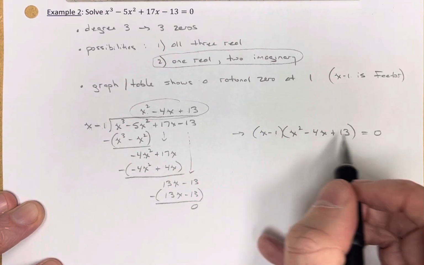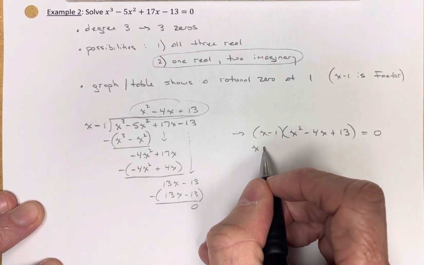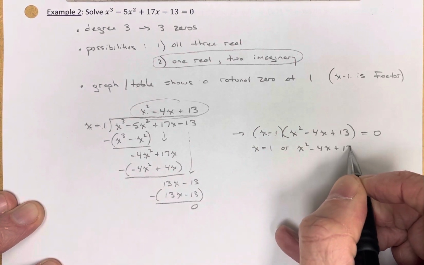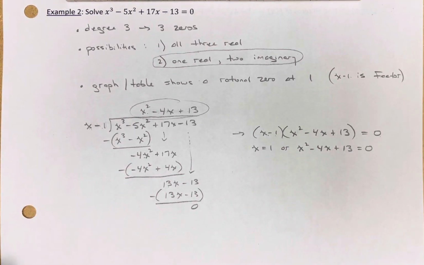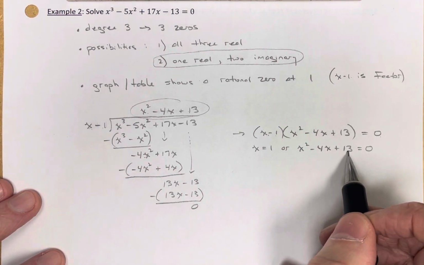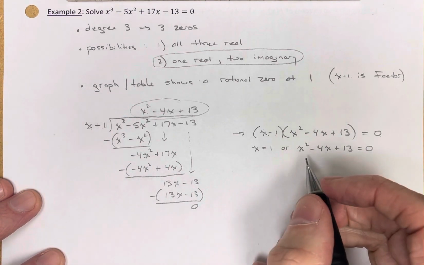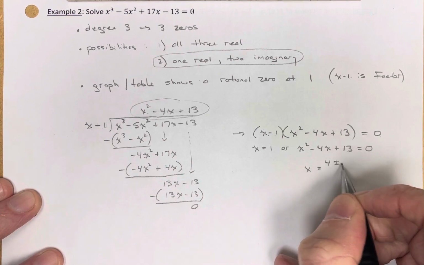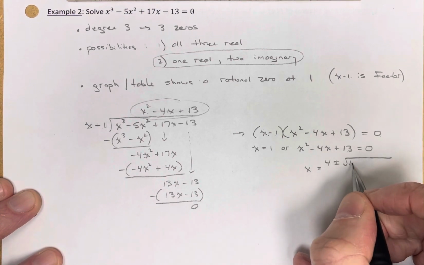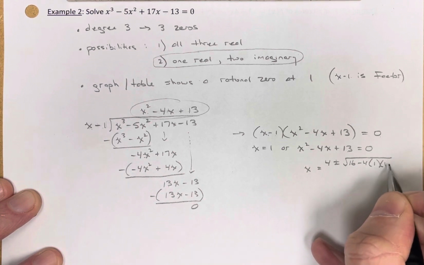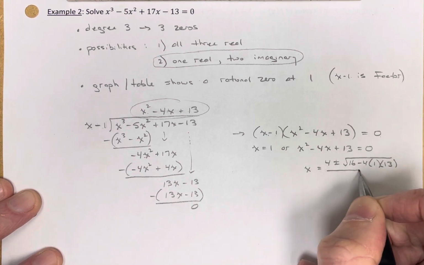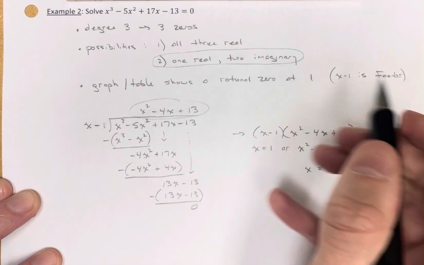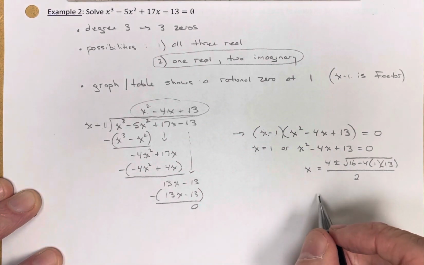Well, if a times b equals 0, then a equals 0, or b equals 0. And b is a quadratic. And how do we solve a quadratic? Well, is it factorable? 13 is prime, so it's not factorable. I have to use the quadratic formula. In this case, x is equal to opposite b plus or minus square root b squared minus 4 times a times c. It looks like I'm getting a negative under the radical, but I knew that because I knew I have two that are imaginary, so this should have an i come out of it.